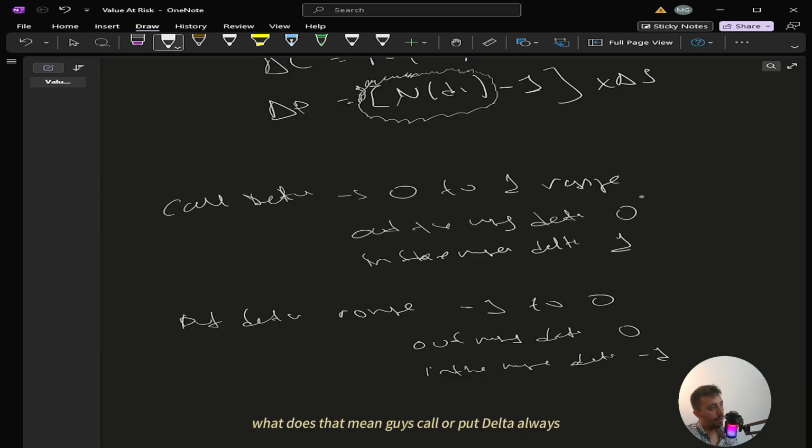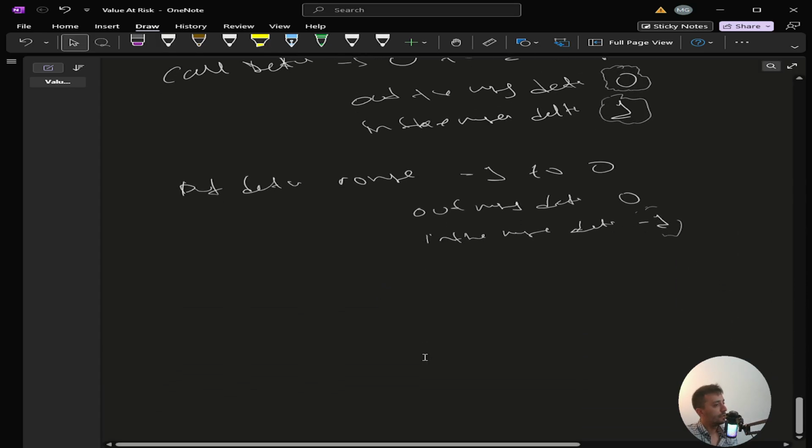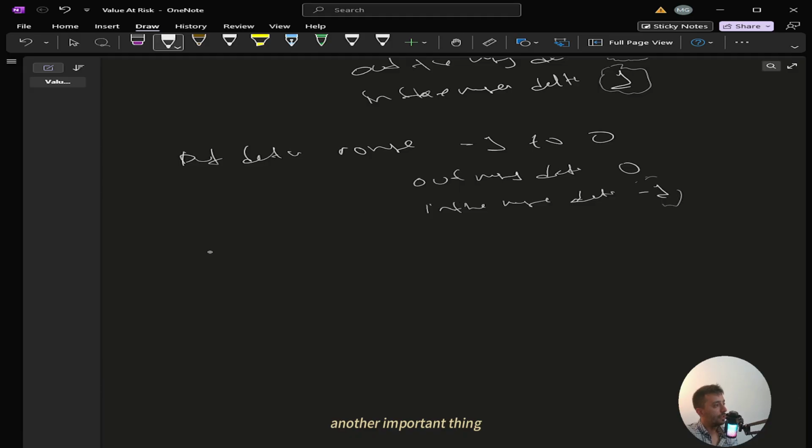Call or put delta: always out of the money if you have 0. If you have -1 or +1, you're always in the money. Put delta, another important thing: put delta equals call delta minus 1. Okay, put delta equals call delta minus 1.